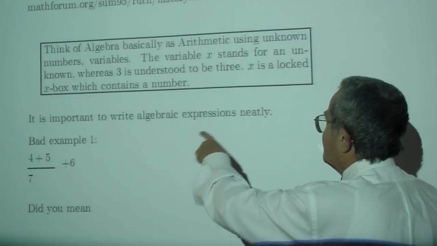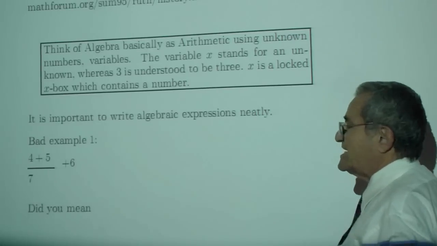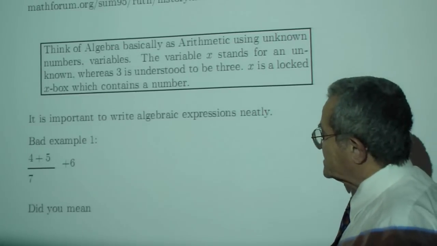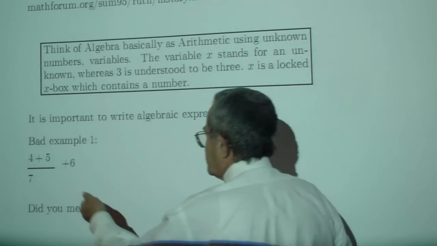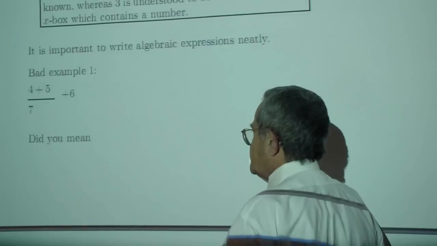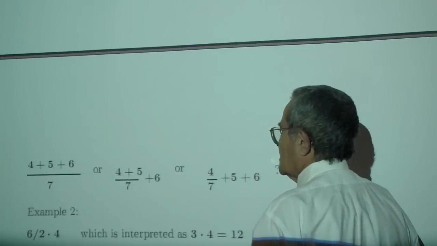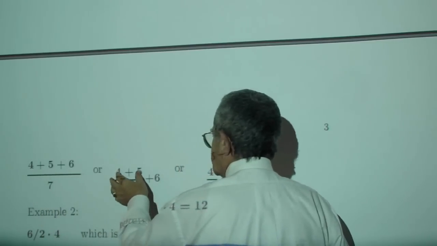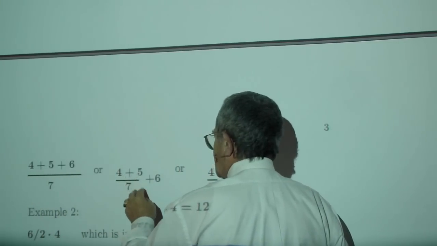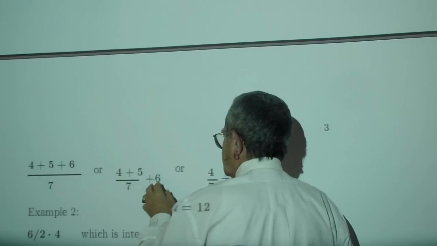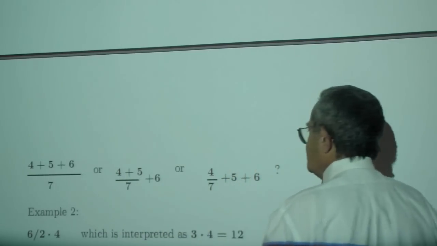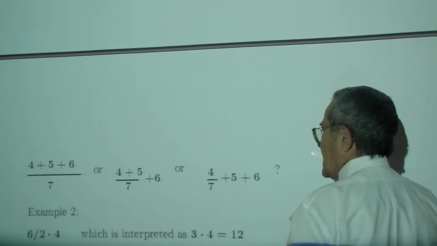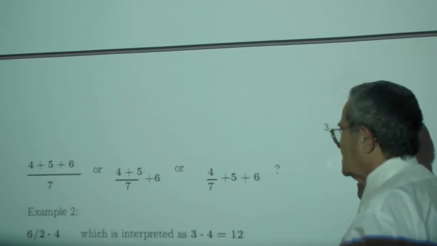In algebra, it is important to write algebraic expressions neatly. A bad example, what is this? Did you mean to have the fraction bar extended over the 6, or did you mean just the 4 and 5 being in the numerator, and to this fraction you add 6? Or did you mean just 4 over 7, to which you add 5 plus 6?